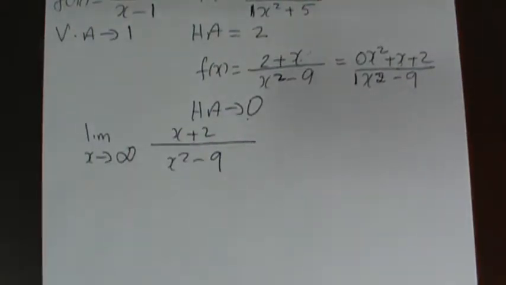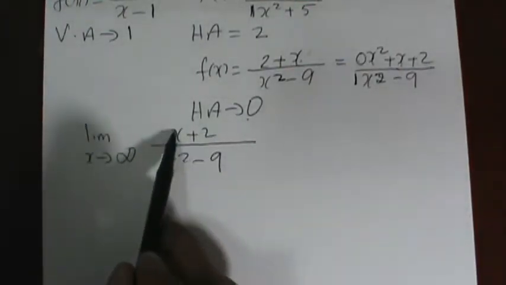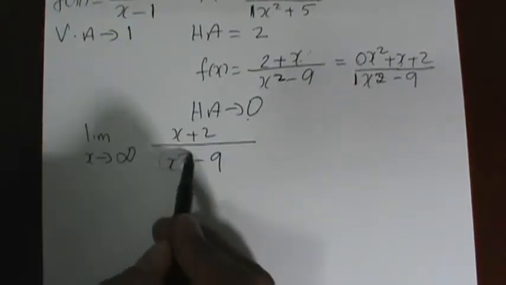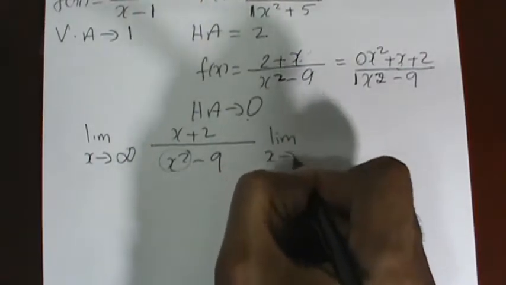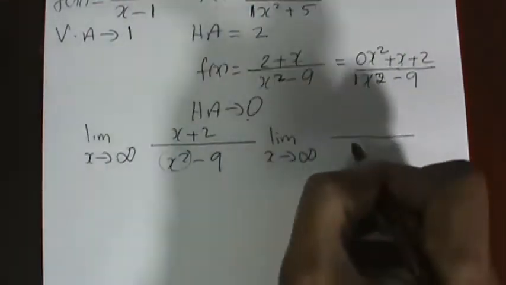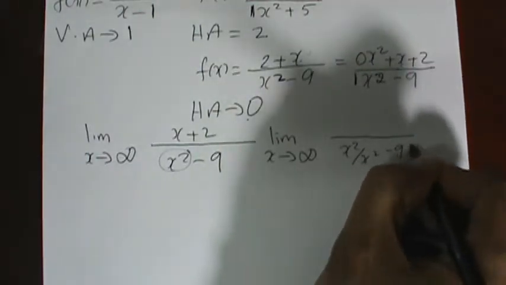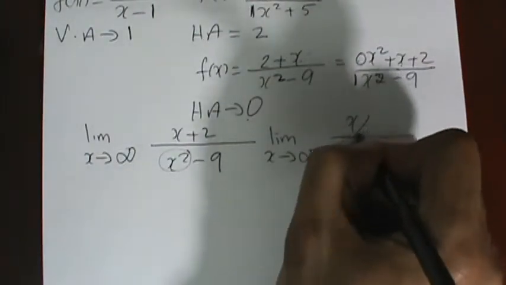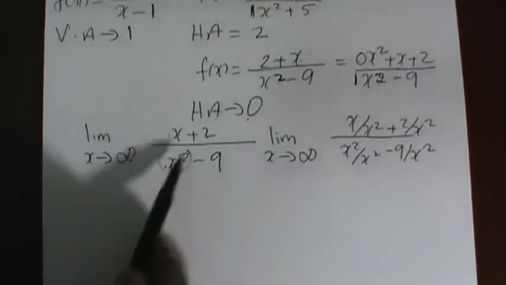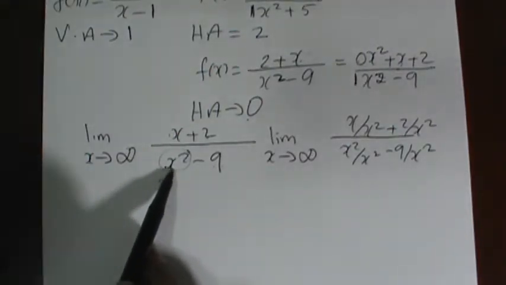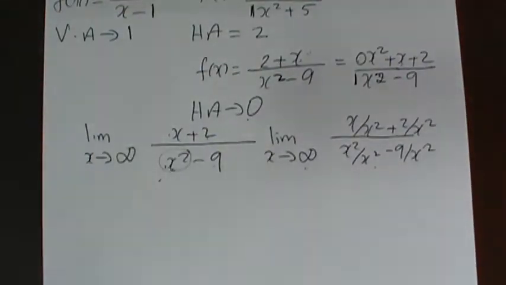Now to evaluate this limit, the method for the limit as x approaches infinity is to divide every single term by the highest degree of the bottom, which is in this case x squared. So as x approaches infinity, we divide x squared by x squared, 9 by x squared, x over x squared, and 2 over x squared. So we divide each of these terms by the highest degree of the bottom, which is x squared. Then we reduce before we substitute infinity for x.